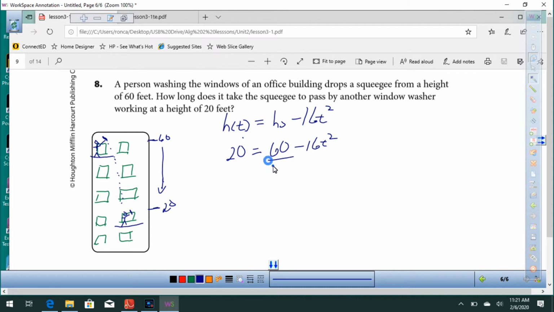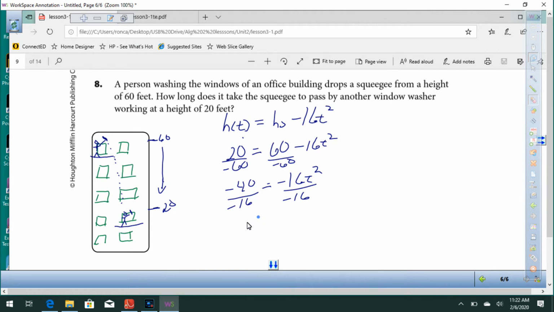So we subtract 60 from both sides. And that's going to give you negative 40 equals negative 16t squared. Divide both sides by negative 16. And the negatives are going to cancel out. So we've got 40 over 16. Four goes into 40 ten times and goes into 16 four times, equals t squared. Now let's take the square root of both sides. And we're going to get the square root of 10 over the square root of 4 equals t.